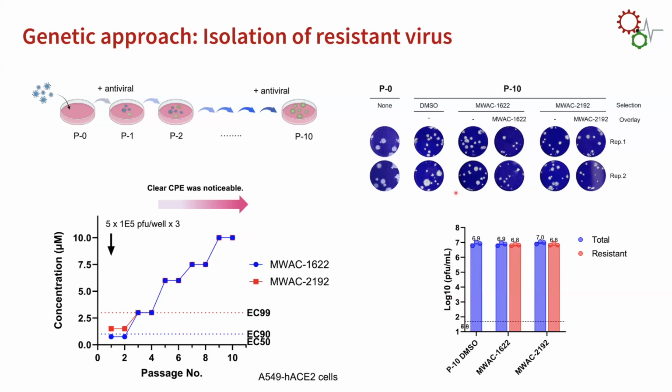On the right side, I show P0 versus P10. We did a plaque assay with DMSO and with the compounds, as you can see here. The virus at passage 10 in the presence of 1522 shows plaques, which strongly suggests that these are genuinely resistant viruses. The same goes for the 2192 selective compounds too.